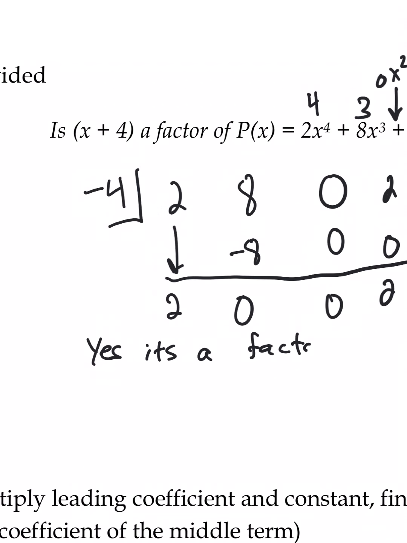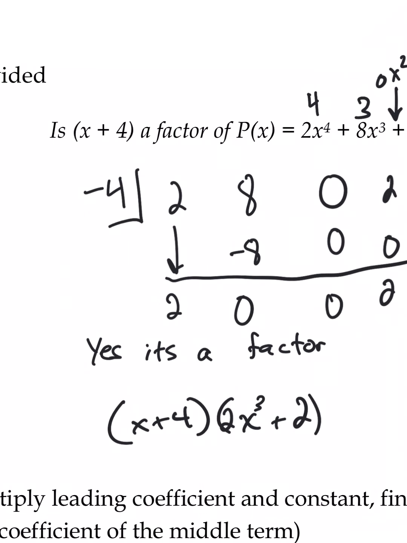And we can even write this as x plus 4 times x to the third power plus 2x plus 2. Those coefficients coming from the solution of our division. So we can rewrite this whole polynomial like so. Right, that's in factored form. That's kind of the big idea for this unit.